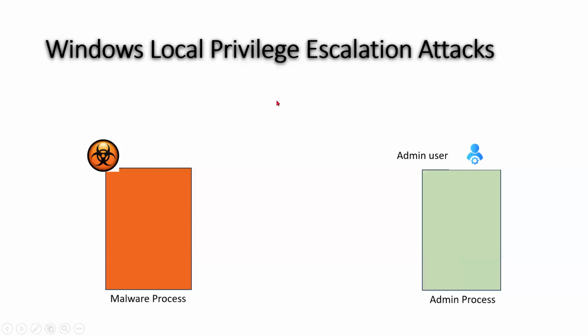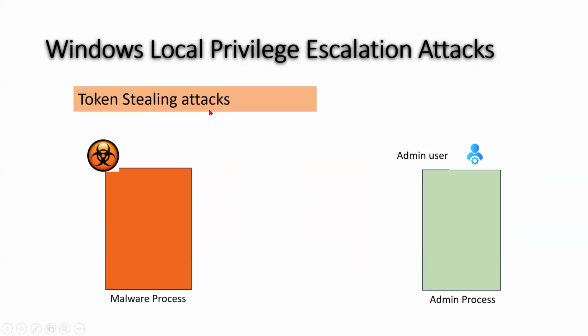Now coming to Windows privilege escalation attacks. Here is a malicious process and here is an admin user. Here is an admin process which is created by an admin user. And in typical token stealing attacks, the token which is owned by the admin process is stolen by the malware process. So this is the simplest way I can explain a token stealing attack. There are many underlying APIs involved when looking into this kind of attack.